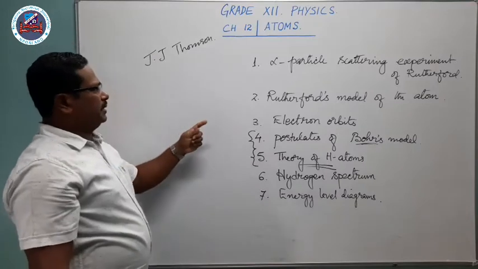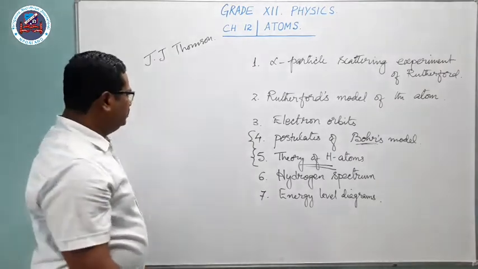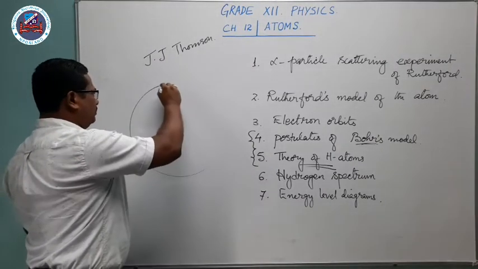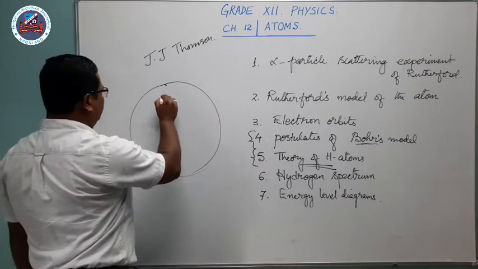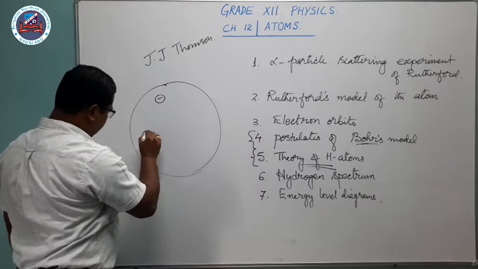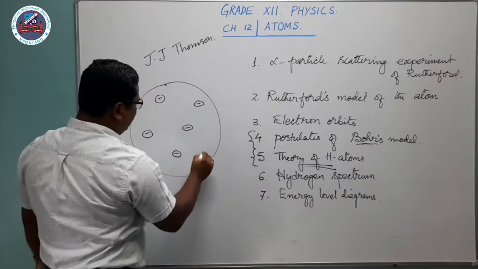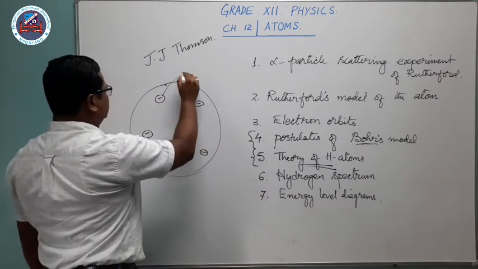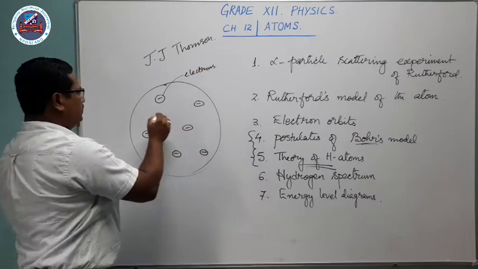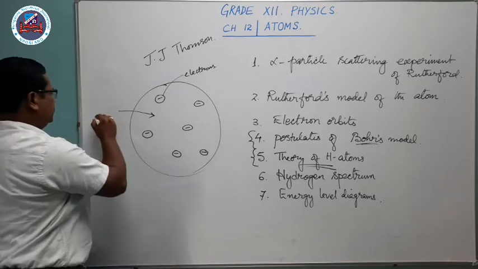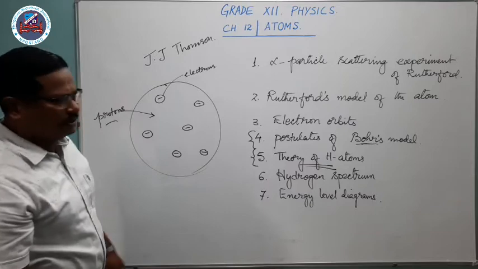The first person to present a model of the atom was J.J. Thomson. In lower grades you have already studied it and are very familiar with it. It's called the watermelon model of the atom, or the plum pudding model of the atom. He considered the electrons like the seeds of the watermelon. These are the electrons, and the rest of the part he considered as the protons.